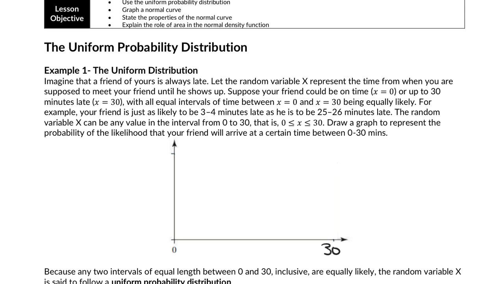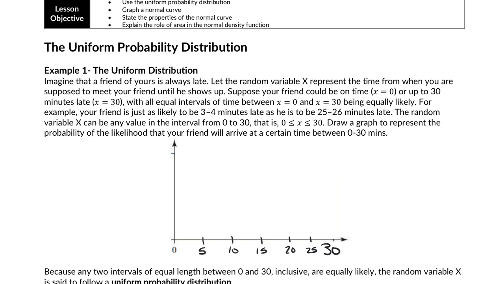Just to simplify this, we're going to pretend that this is happening in 5-minute intervals, because otherwise we'd have to do 1-minute intervals, and that's 30 dots, and that's a lot. So if I'm doing 5-minute intervals, that means I have from 0 to 5, 5 to 10, 10 to 15, 15 to 20, 20 to 25, and then 25 to 30. Let's pretend that those are better spaced out. Okay, it's all equally likely, correct?